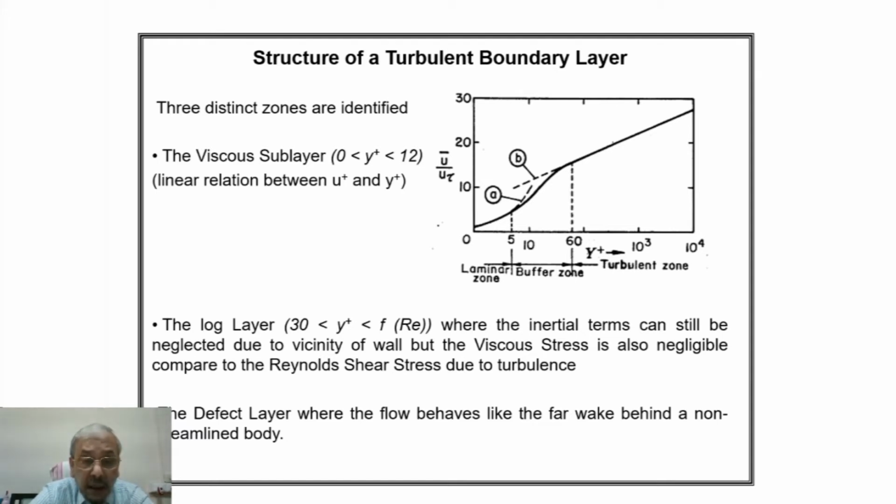The log layer is between y plus equal to 30 up to some distance, which is a function of Reynolds number, where the inertial terms can still be neglected due to the vicinity of the wall, and the viscous stress is also negligible, because this is outside the viscous sublayer. So here the Reynolds shear stresses are significant. And then the defect layer, where the flow becomes like a far wake behind a non-streamlined body. So roughly this is the structure of the turbulent boundary layer.